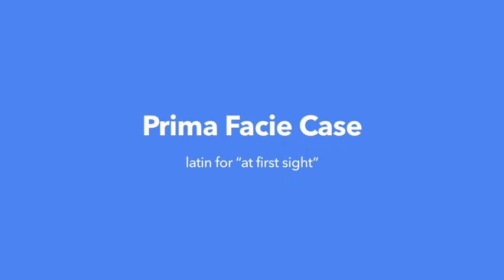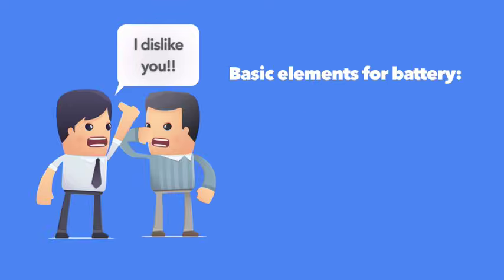For each cause of action, courts have established the basic elements that a plaintiff is required to demonstrate to establish liability. Taken together, these elements make up the prima facie case. For example, battery is an intentional tort cause of action. As we'll discuss in the next episode, it is made up of the following elements.